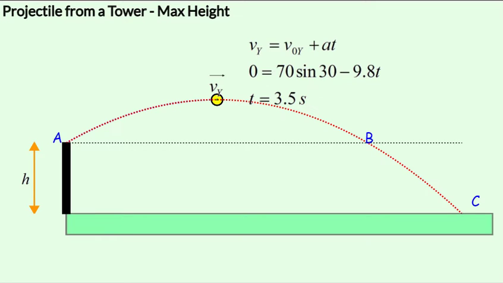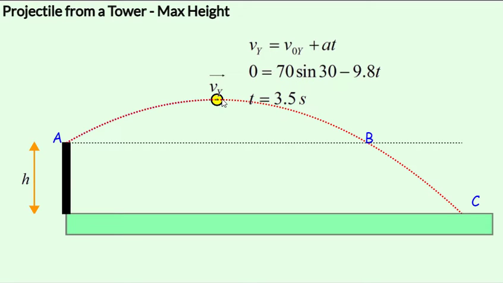Let's plug this into the first equation of motion along the y-axis. So we have the final y component of velocity at the very top as 0. The initial y component of velocity at the launch point A is 70 times sine of 30, and the acceleration is minus 9.8 as it is pointing in the downward or negative y direction. From here, we get the time taken from the launch point A to the topmost point as 3.5 seconds.